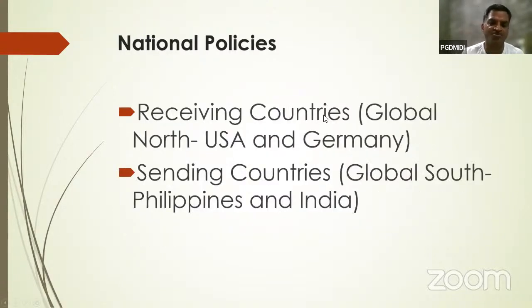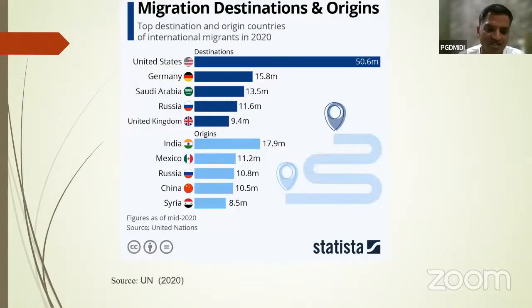So I'll be talking about two receiving countries and two sending countries. If you see this chart, you can see USA is one of the number one destination countries. 50.6 million immigrants are now staying in USA. You can just imagine how big that is. Almost the same number comes if you put all the Gulf countries together, Saudi Arabia and Kuwait and all.